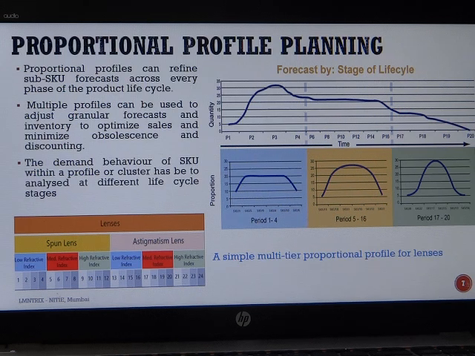In this diagram you can see that there are lenses. Further, they have been classified into two types that were given in the case: one is spun lens and one is astigmatism lens. After that they have been further classified into three types: low, medium and high refractive indexes. In each category we have 4 types of SKUs, contributing a total of 24 SKUs.